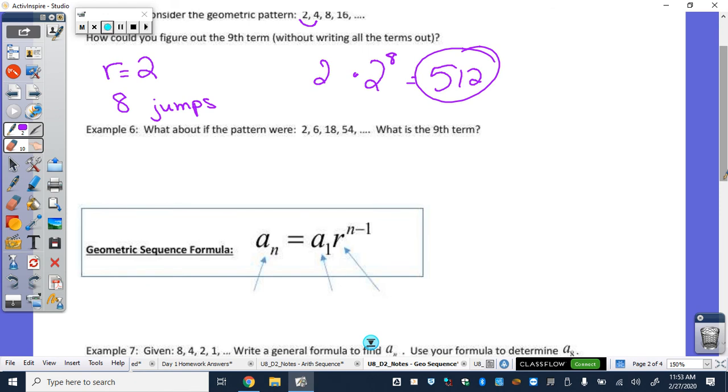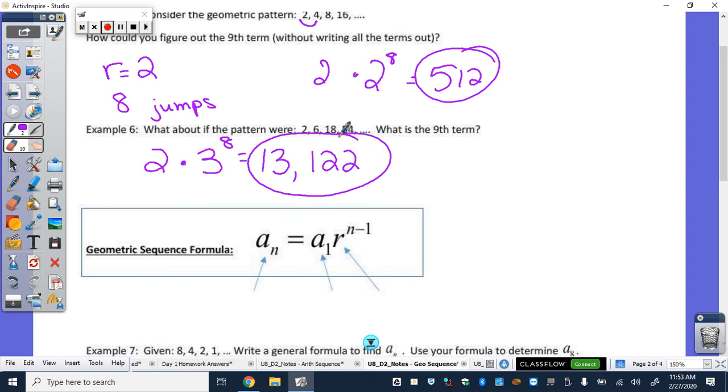So let's change our pattern a little bit. Let's say we have 2, 6, 18, and 54. What's our ratio this time? 3. So our first term of 2 gets multiplied by our ratio of 3 how many times to get to our 9th term? 8. So what do we end up getting here? Should be a really big number. Not quite that large. You got 13,122.